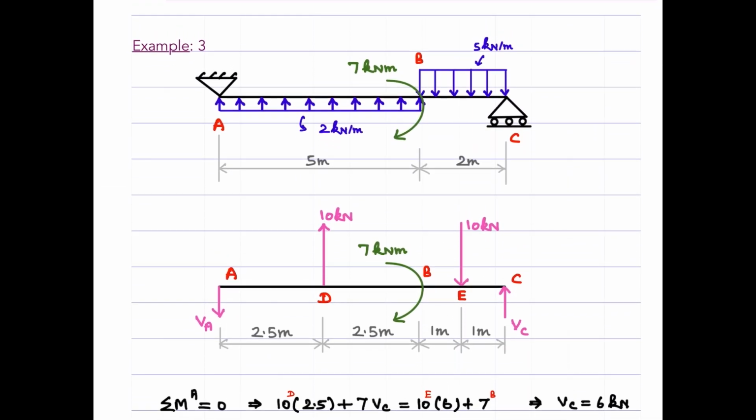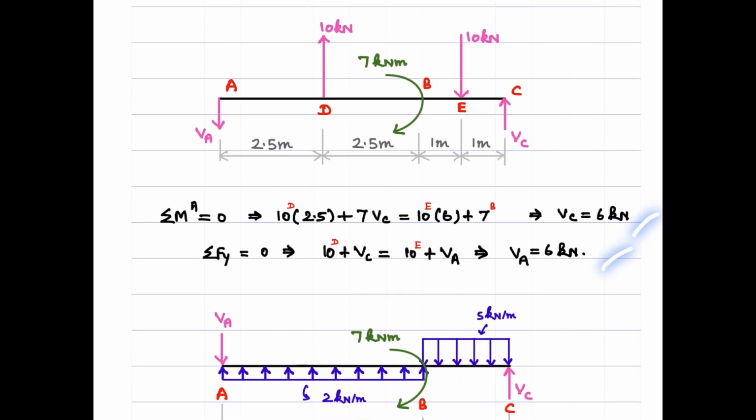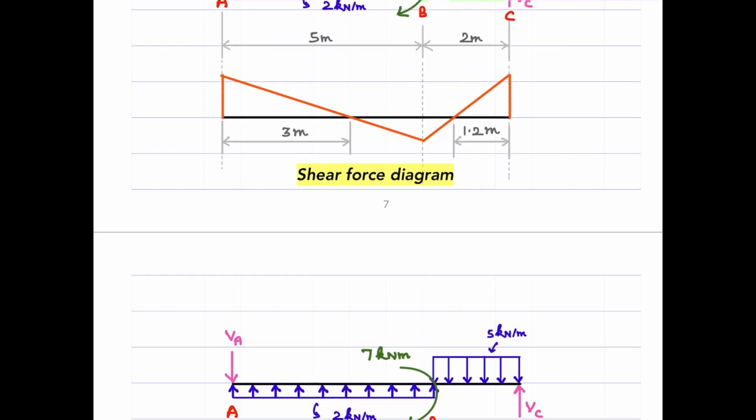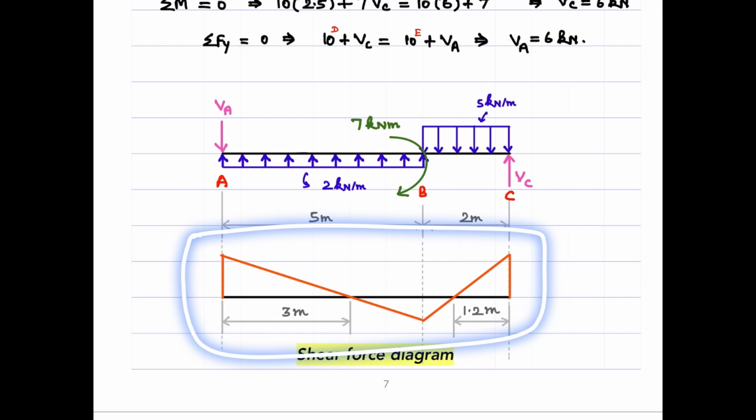And in the last problem, we are going to have a concentrated moment applied here, okay, rather than a concentrated force as we have seen in the previous problem. So again, find the reactions. You have a different set of reactions here. Then start drawing the shear force diagram. You see that the shape is the same as what we have seen in the first problem.